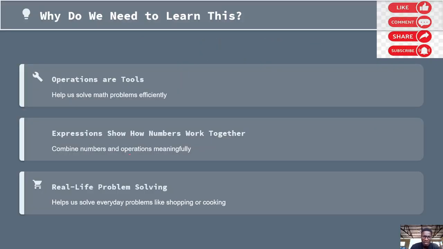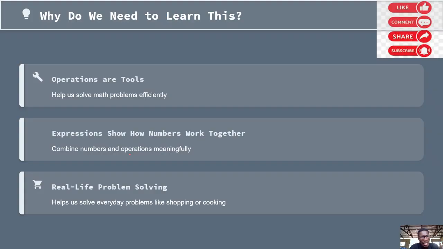Now, before we start, let us ask ourselves, why do we need to learn about this? Operations and expressions. The reason is that operations are like tools in your math toolbox. You need them to solve math problems or any other problems as far as calculation is concerned. Another reason is expressions show us how numbers work together and help us write problems in a simple way.